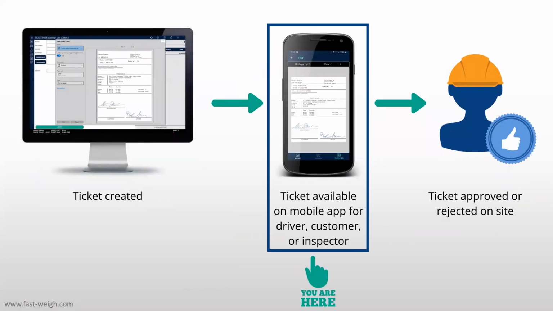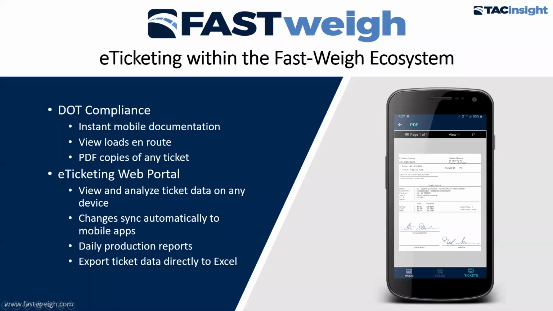Okay, so now that we've finished the ticketing process, let's move on to the job site and talk about how e-ticketing looks within the Fastway ecosystem. We talked a little bit about how DOT regulations regarding e-ticketing can vary from state to state. Thankfully, most of the basics of the regulations are the same. As I mentioned a few slides ago, once a ticket's created, it becomes instantly available in a digital format for anyone with permissions to view.